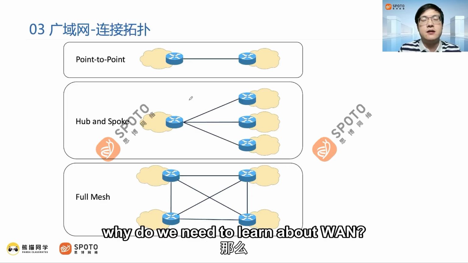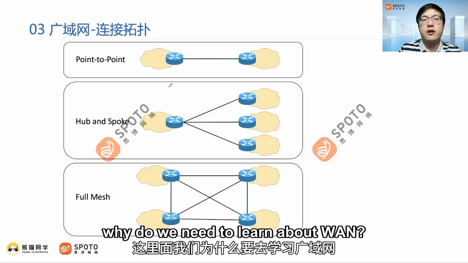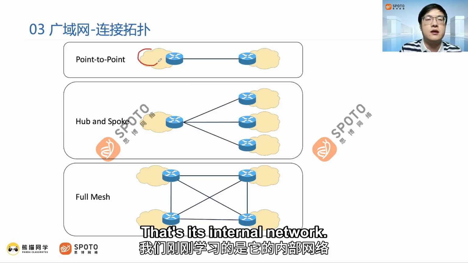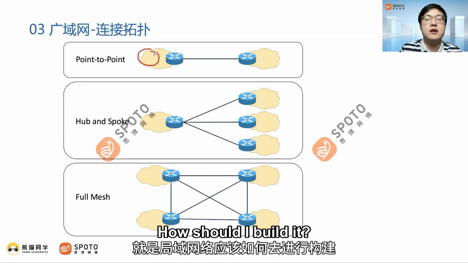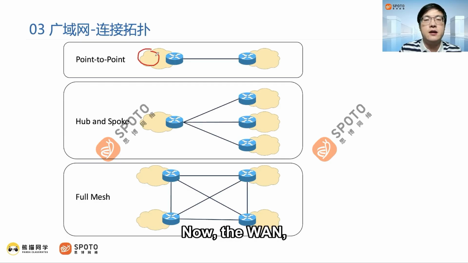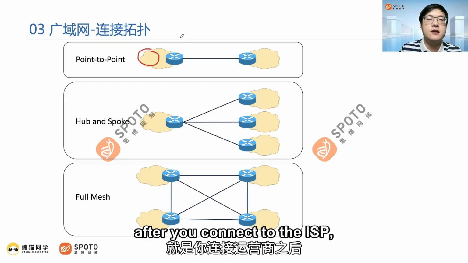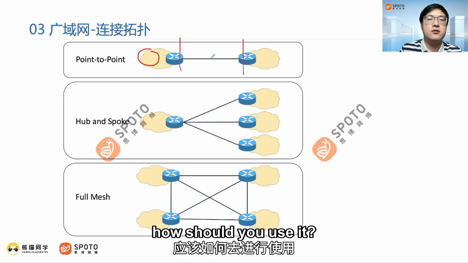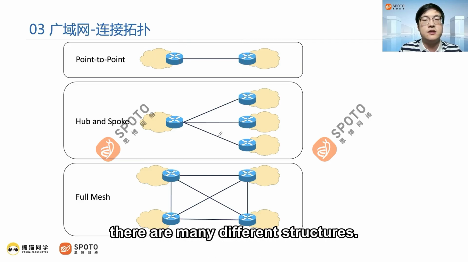So, why do we need to learn about WAN? What we just learned is its internal network, the LAN, and how to build it. Now, the WAN: after you connect to the ISP, how should you use it? At this point, there are many different structures.